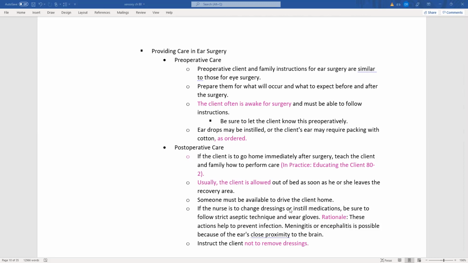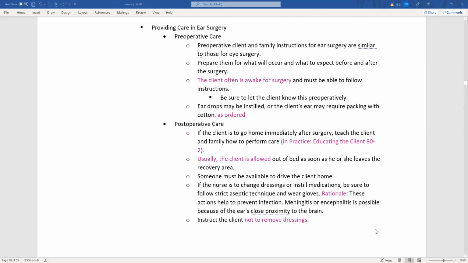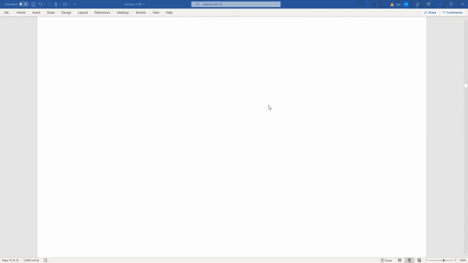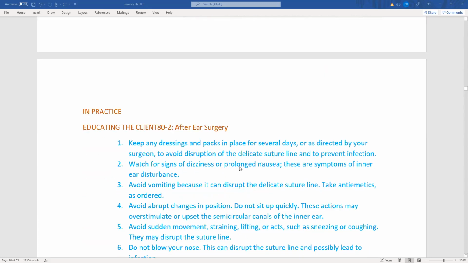If the nurse has to change a dressing or instill meds, be sure to follow strict aseptic technique. Let me tell you why. Because the ears, they're close to the brain. You don't want to give that client meningitis or encephalitis. That's why you want to make sure you maintain strict aseptic technique and you wear gloves, because the ears are close to the brain. That's the whole reason why. Oh, and instruct the client not to remove the dressing. That's the doctor's job. We already know that.